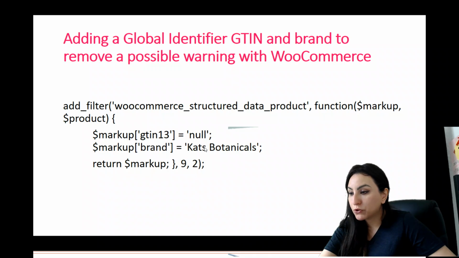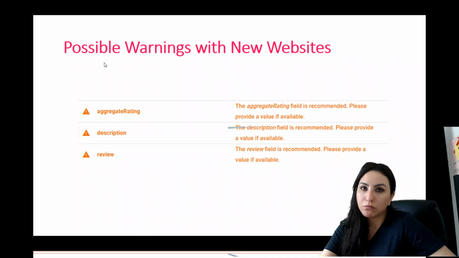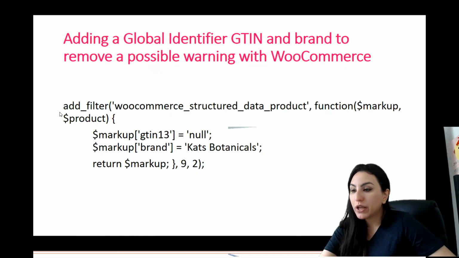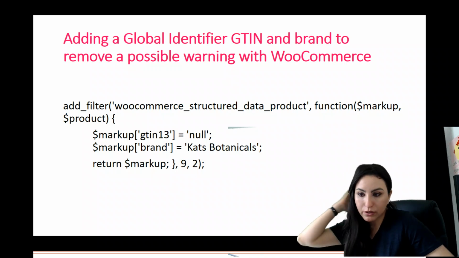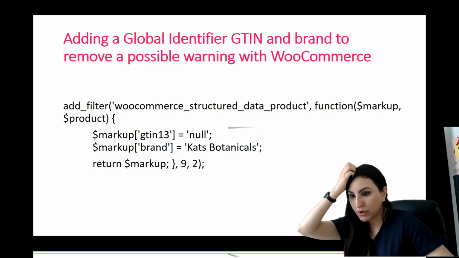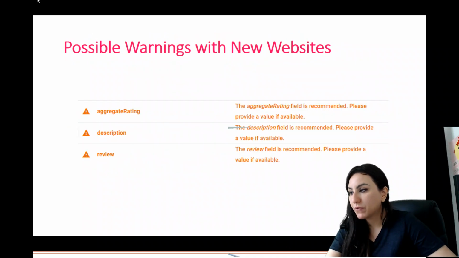You can put your brand name here. Instead of Cat's Botanical, you put in your own brand name. And if you don't want to go through the plugin, or if you are a web developer and you really need to optimize your site for digital marketing purposes, this is one of the things you can do, which is adding this code into the HTML.